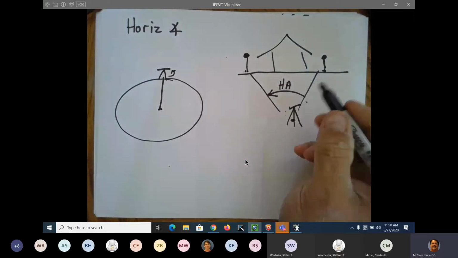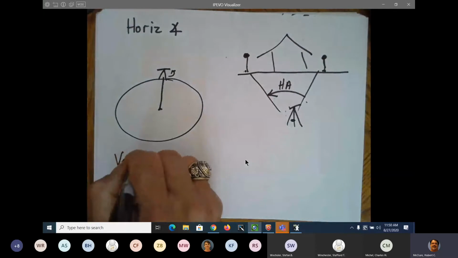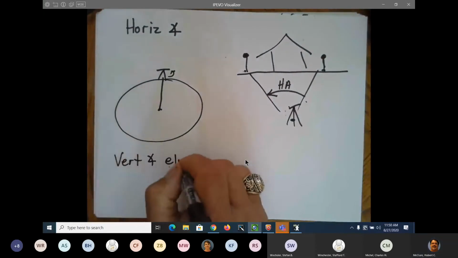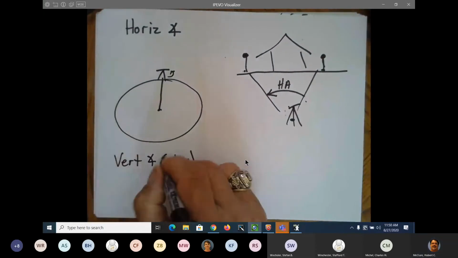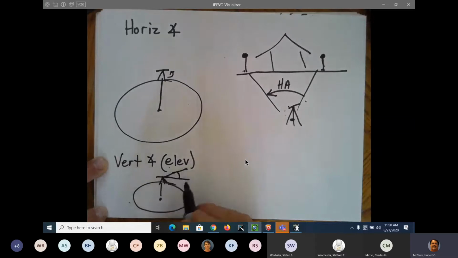Well, what is a vertical angle? A vertical angle has to deal with elevation. A vertical angle is if you're sitting on the same world, and here's your center, and you're turning an angle up. That is a vertical angle.